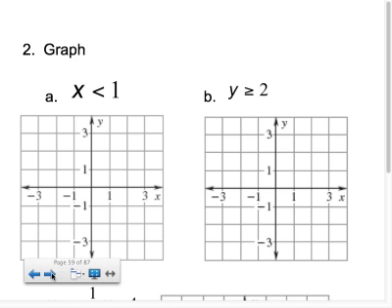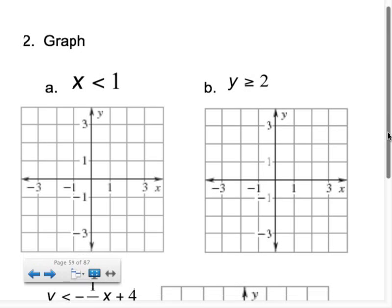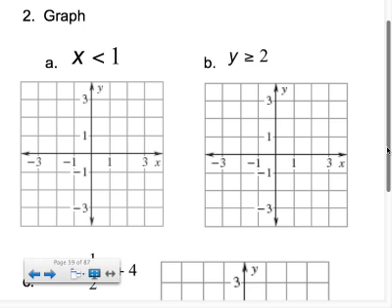So number 2 says graph the inequality x is less than 1. So the first thing you have to do is graph the line x equals 1. So when you see this, you're thinking, okay, I got to graph this line, x equals 1. Remember, x equals 1 is a vertical line at x equals 1. And because it's strictly less than, that means it's going to be a dashed line. So it's a dashed line here.